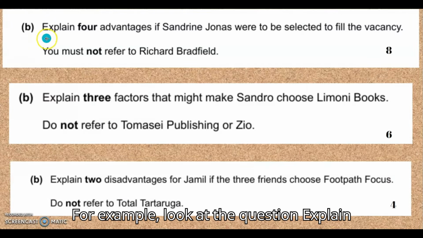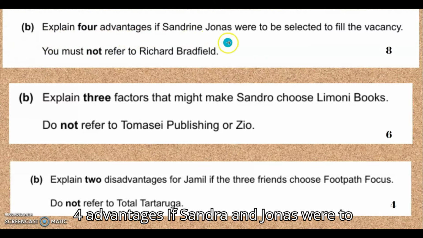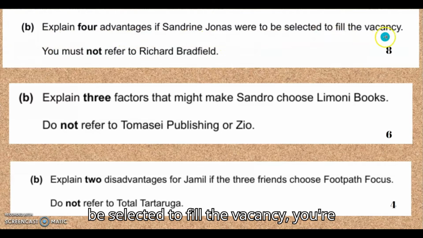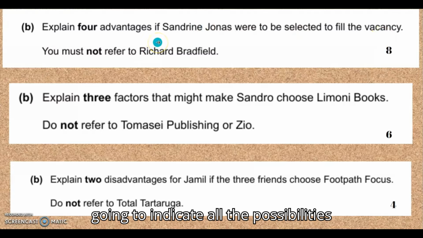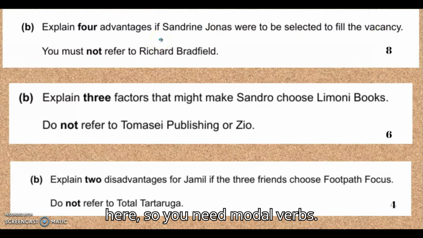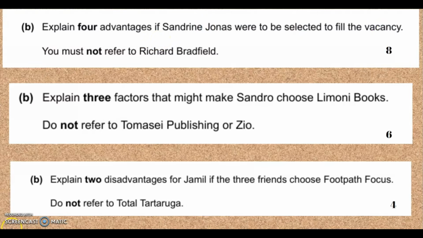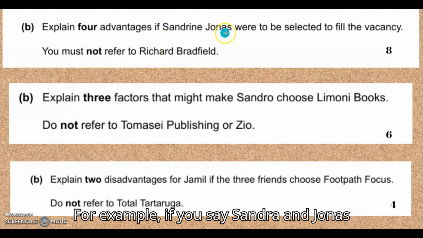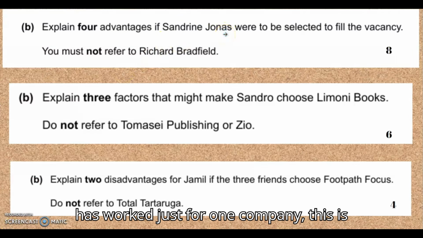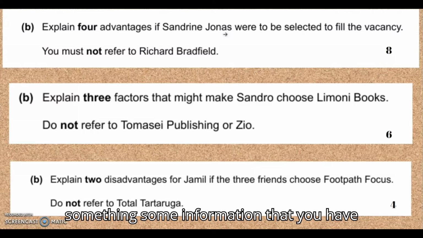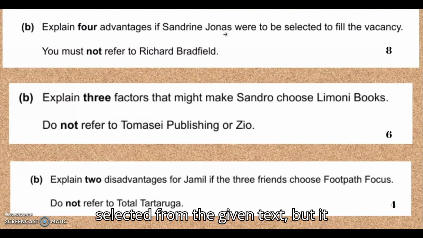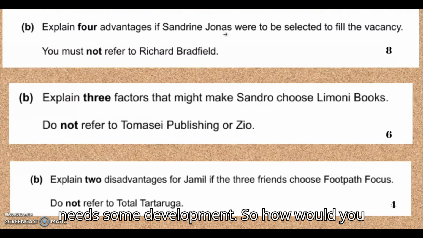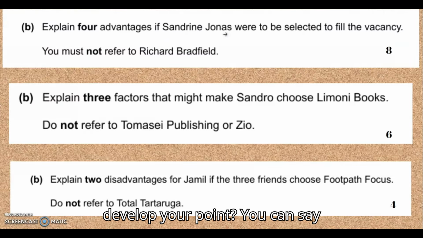For example, look at the question, explain 4 advantages if Sandrine Jonas were to be selected to fill the vacancy. You are going to indicate all the possibilities here, so you need modal verbs. For example, if you say Sandrine Jonas has worked just for one company, this is some information that you have selected from the given text, but it needs some development. So how would you develop your point?